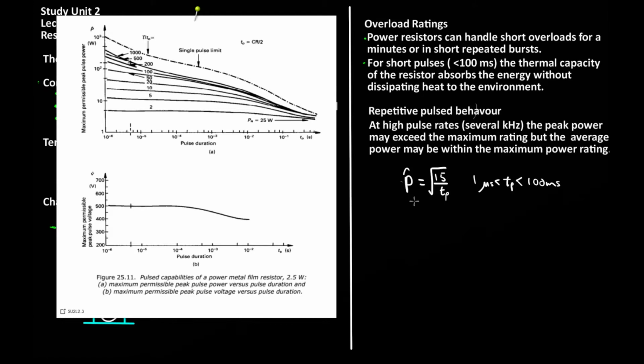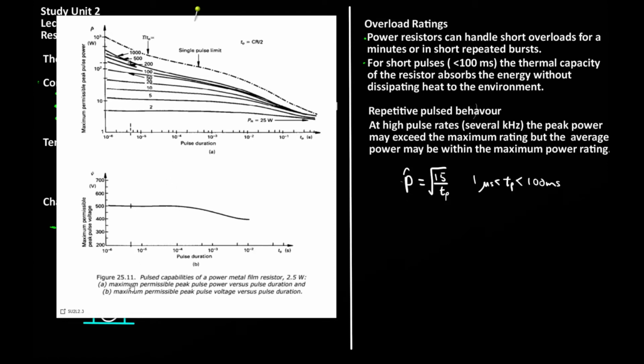For example, for a metal film resistor, if the pulse duration is between 1 microsecond and 100 milliseconds, then the dissipated power is the square root of 15 divided by the pulse period. These types of relations are generally derived empirically, in other words, from measurements, in order to determine what the average dissipated power rating will be for a particular resistor structure.